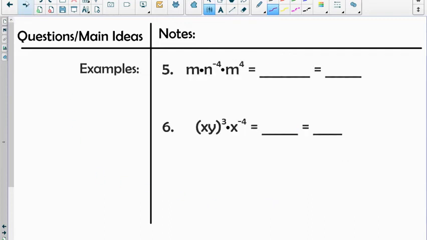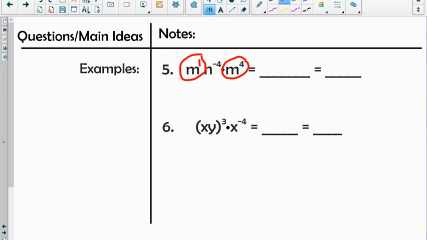All right, a few more where we kind of mix things up a little bit. In number 5, we have m times n to the negative 4th power times m to the 4th power. And in this case, we notice that the product of powers only applies to the parts I'm circling because those are the only two powers that have the same base. In each case, the base is m. So I have to remember that this m at the beginning is m to the 1st power. Okay, so m to the 1st power times m to the 4th power.